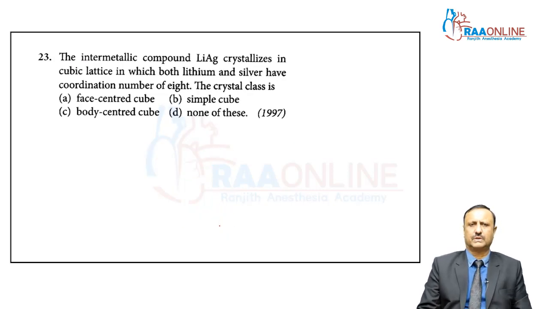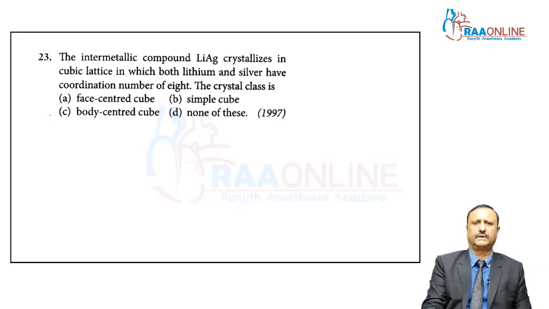Now, we can go to question number 23. Here in this question, the intermetallic compound LiAg crystallizes in a cubic lattice in which both lithium and silver have coordination number of 8. My dear students, coordination number of 8 means it is a BCC type structure. In BCC, the coordination number is 8, with 8 atoms around the center.